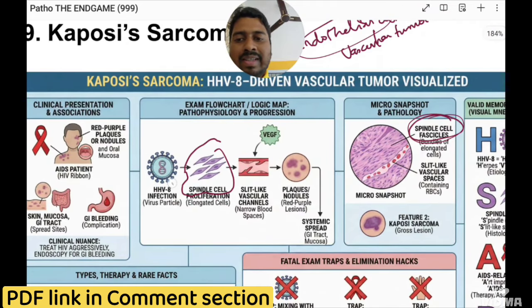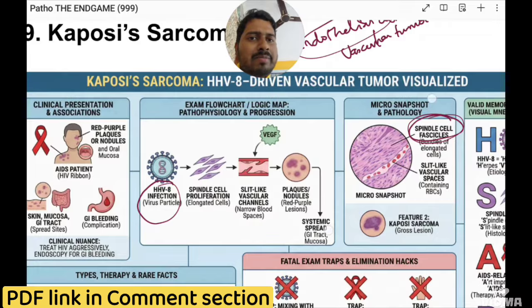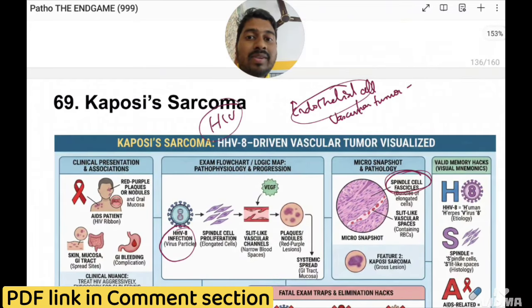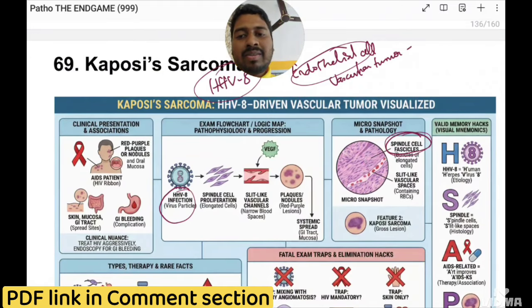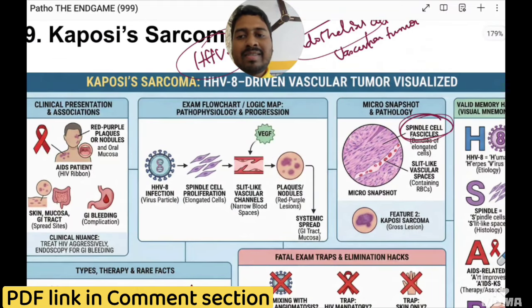Whenever there is HHV8 infection, very important, HIV is not the reason for Kaposi sarcoma. The reason is HHV8, human herpes virus 8. It is not HIV. In an HIV patient, this infection can occur. Once this virus is there, it causes release of some latent proteins, which inhibits apoptosis, and gradually transforms endothelial cells into spindle cells.